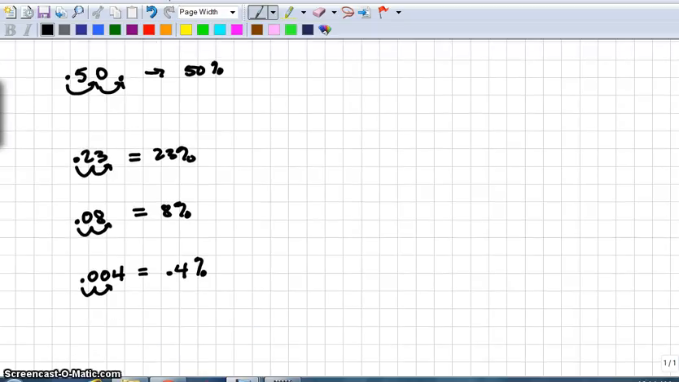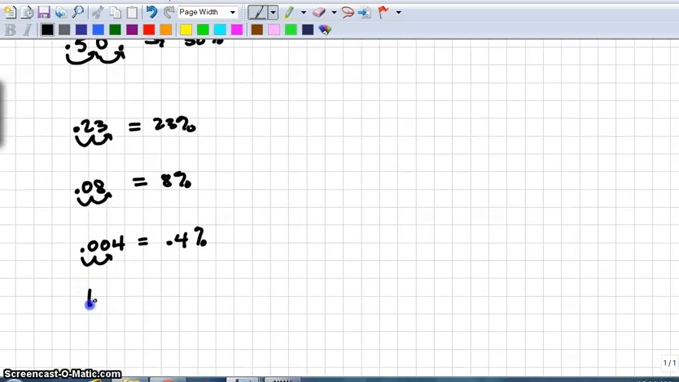What about a number greater than 100%, a number like 1.2? You would still use the method that we started with of moving it 2 places to the right, and if you have a digit missing, you just add in an extra 0. So now when we move the decimal point 2 places to the right, we get the number 120%.